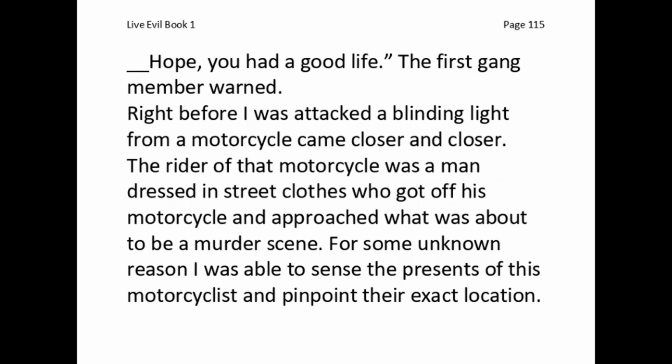Right before I was attacked, a blinding light from a motorcycle came closer and closer. The rider of that motorcycle was a man dressed in street clothes who got off his motorcycle and approached what was about to be a murder scene. For some unknown reason, I was able to sense the presence of this motorcyclist and pinpoint their exact location. This was a feeling I had never felt before from any human.